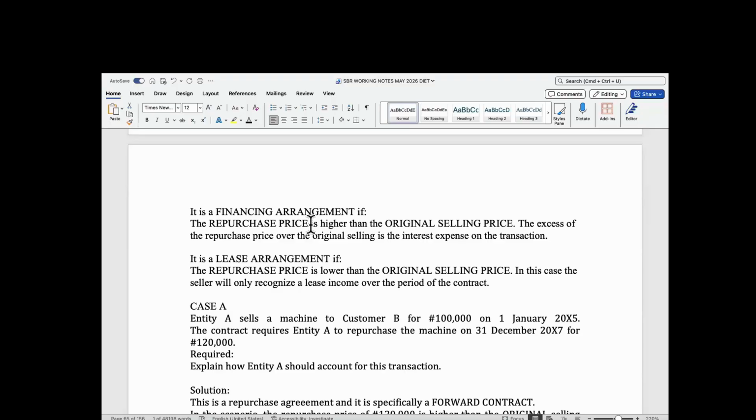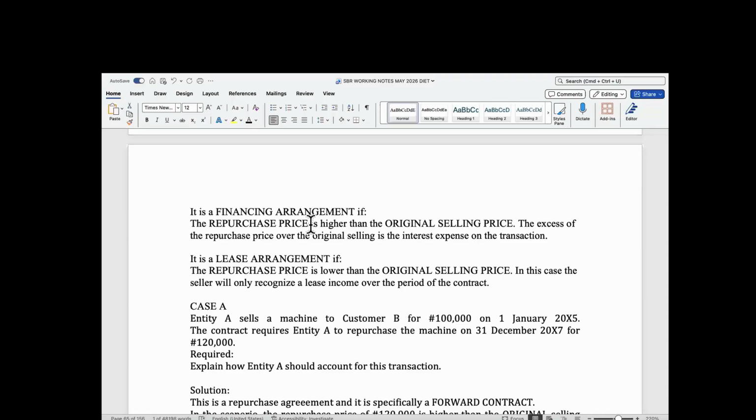Because if you are paying much more later, it therefore means that you are paying back the loan plus interest. That's why the repurchase is higher. You're paying back the loan plus interest. That's how I know. Anytime I see that the purchase price is higher, I can easily guess that this is a loan arrangement, that you are paying back the principal and the interest.